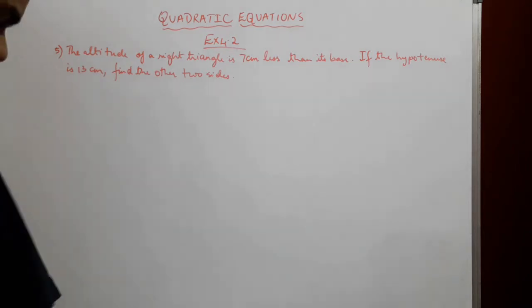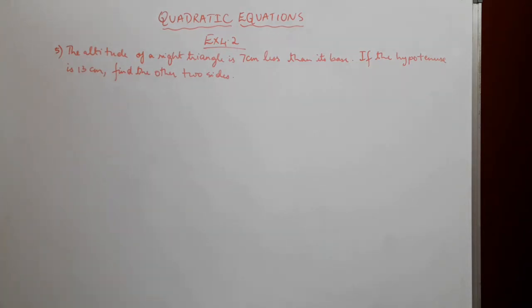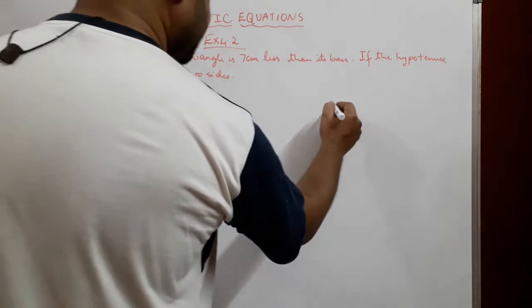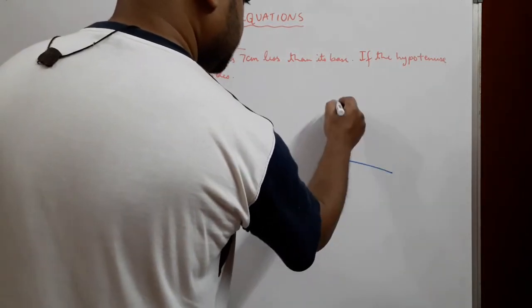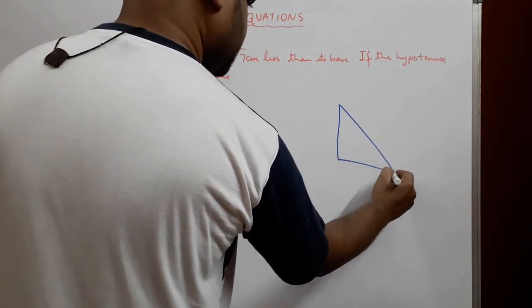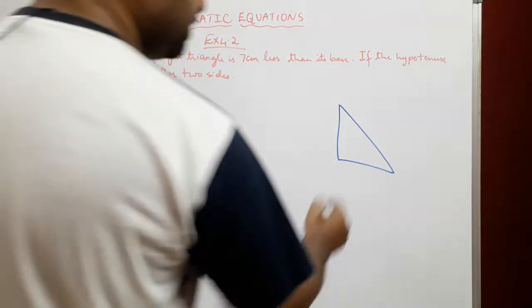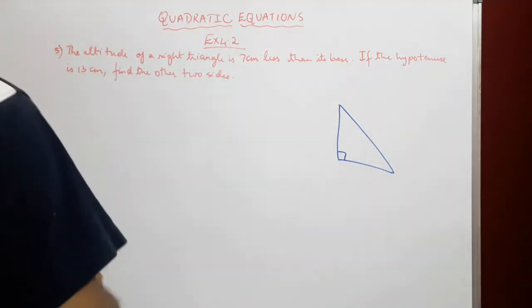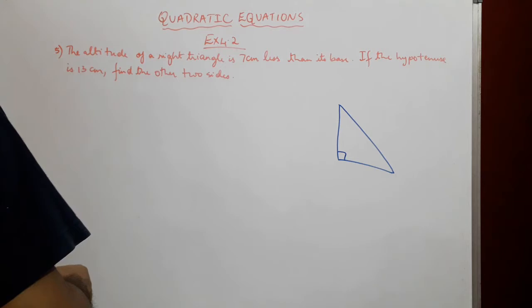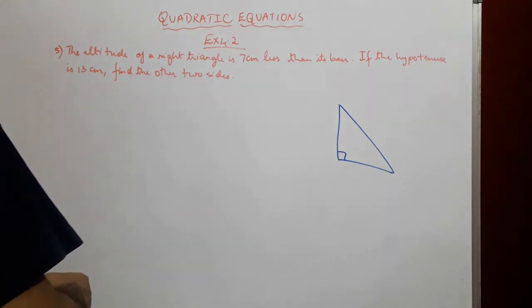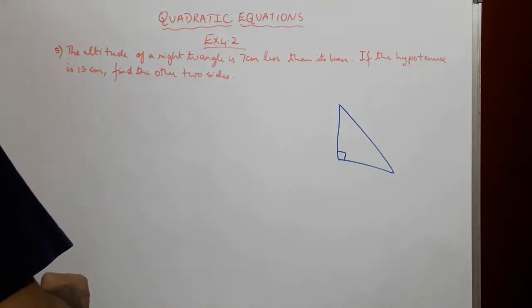So here we are clearly given that it is a right angle triangle. So let's draw a right angle triangle over here. Okay, this is a right angle triangle. Let's say the right angle is over here, and we are given that the altitude of a right angle triangle is 7 centimeters less than its base.